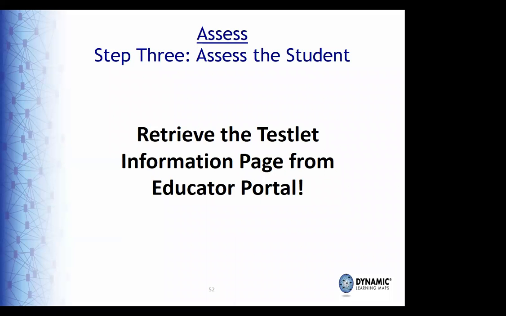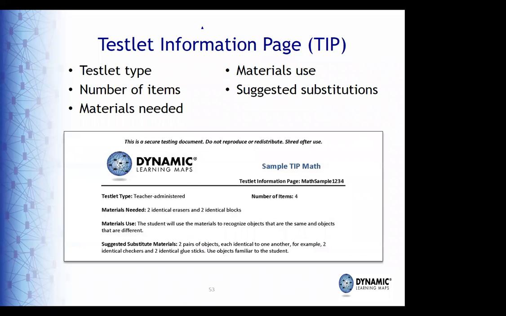The next step would be to retrieve the Testlet information page from Educator portal. The Testlet information page is going to have the testlet type, the number of items on the test, the materials needed, materials used, suggested substitutions, just like it does on the year-end test, the required test. So if you've done this before for the year-end test, this should already be familiar to you. But again, the key difference is that one essential element at that one linkage level is what the assessment is composed of, okay? But you're going to access that Testlet information page.